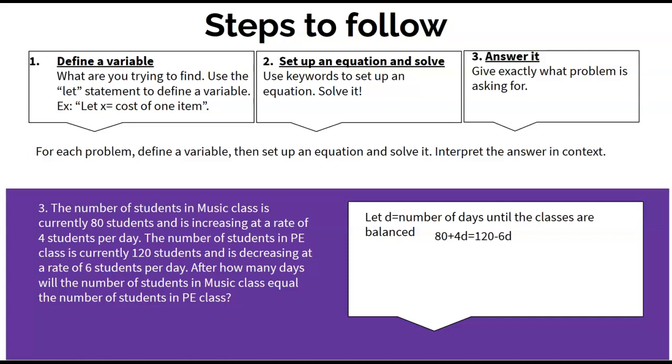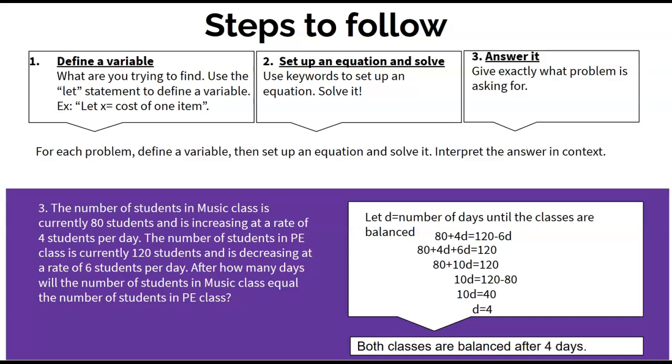So the first step, I'm going to add 6D to the other side. And I end up with 80 plus 10D equals 120. Then we take away 80 from both sides. So 10D equals 120 minus 80, which is 40. 10 times what number is 40? Obviously, it is 4. So to answer the question, we're going to say both classes are balanced after 4 days.